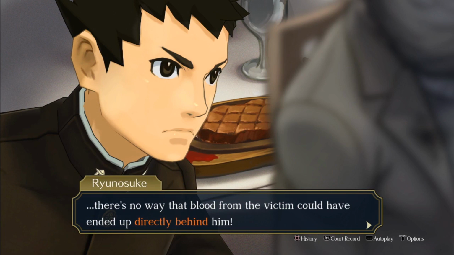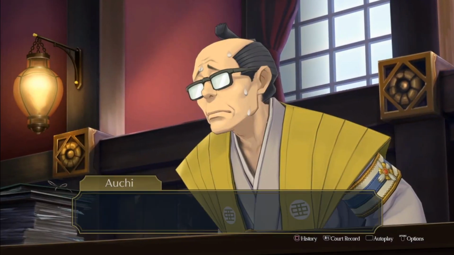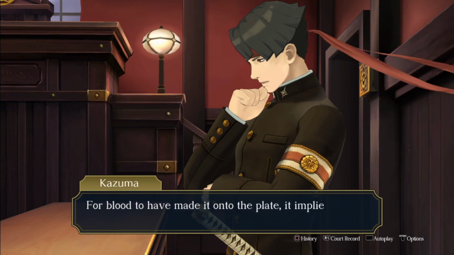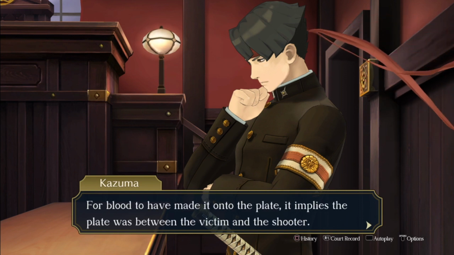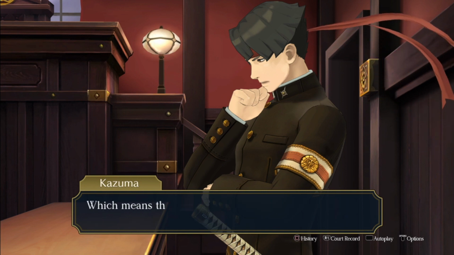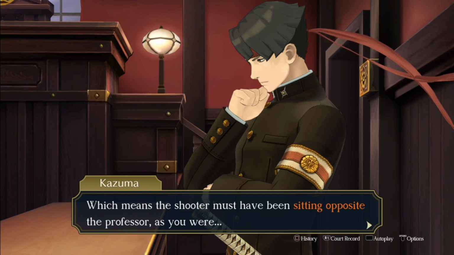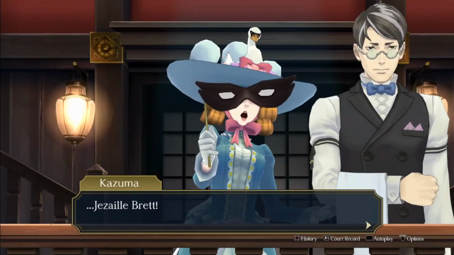There's no way that blood from the victim could have ended up directly behind him. Ah! Yes. For blood to have made it on the plate, it implies the plate was between the victim and the shooter. Which means the shooter must have been sitting opposite the professor, as you were. Yep. Giselle Brett.